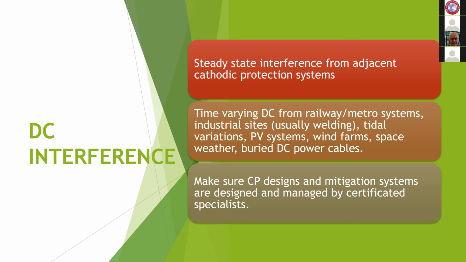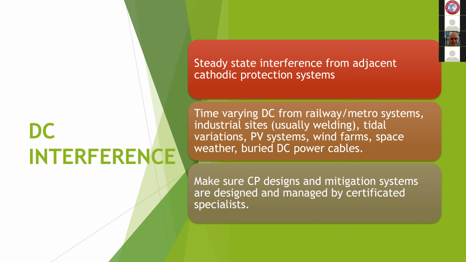That's quite important. Time varying DC from railway systems and all the other things we mentioned before, the tidal variations, photovoltaics, wind farms, space weather, buried DC power cables. That's the same thing, except the gradient's changing a lot. So on railway systems, for example, sometimes it's pointing in one direction, and other times in the other direction. The same location on the pipe can sometimes be losing current and sometimes picking up current. The voltage can be varying a lot.